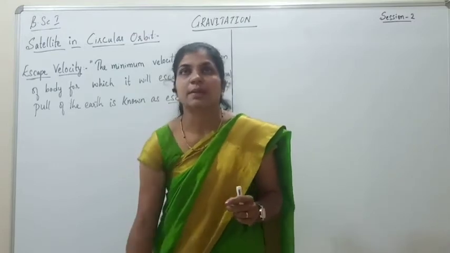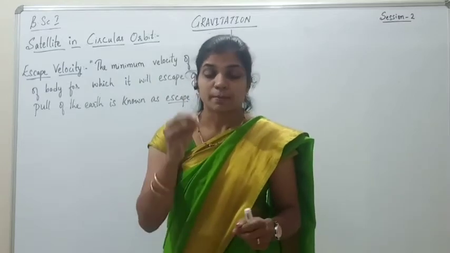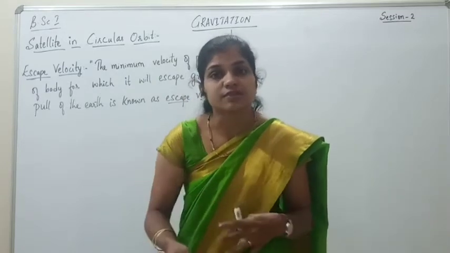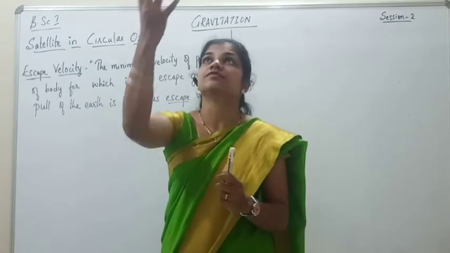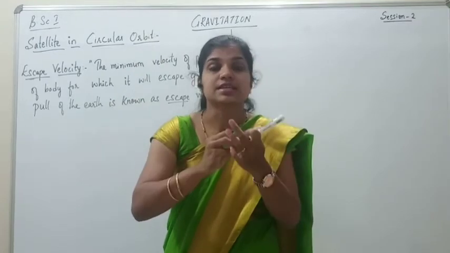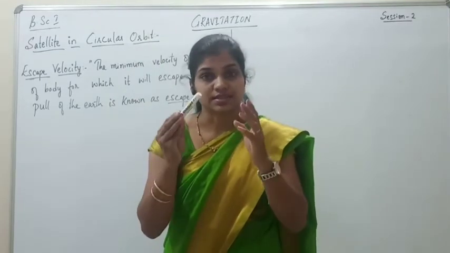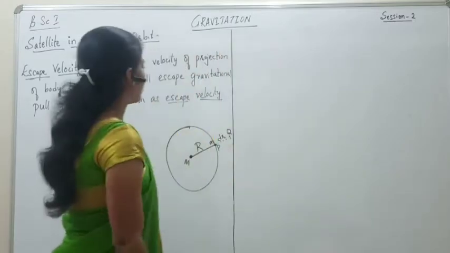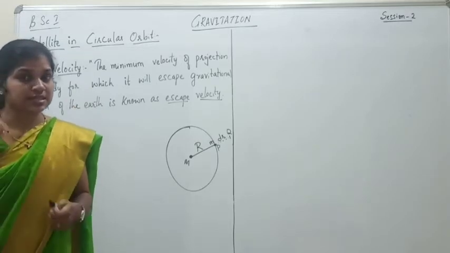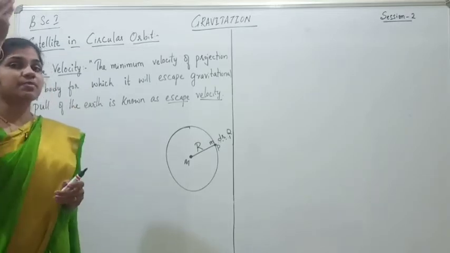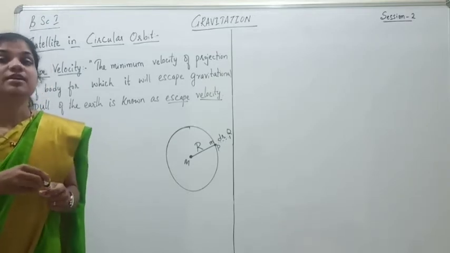Now the same cap, if I throw with a greater velocity, again it comes down. But if I go on increasing the velocity in such a way that if I project this vertically upward, this cap will never return back to the Earth. Then that velocity, we are calling it as escape velocity. So this cap is trying to escape from the gravitational pull of the Earth and never return back to the Earth.